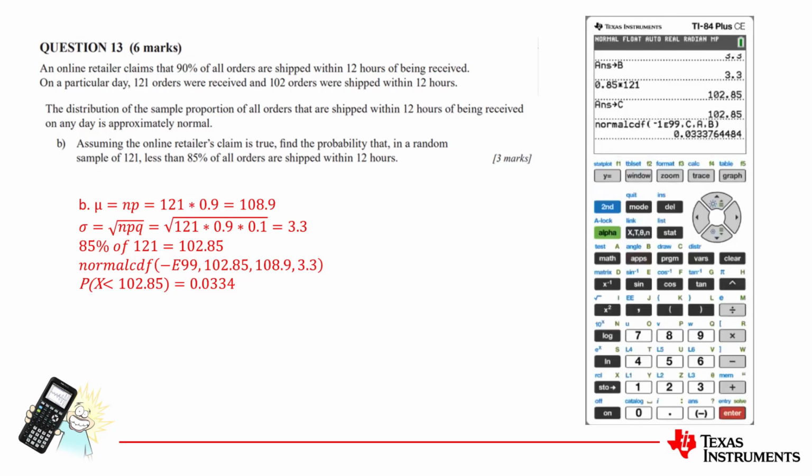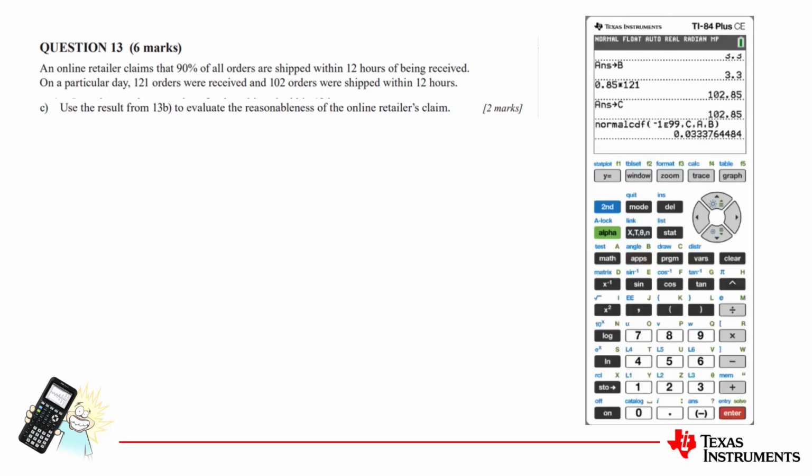Part C, use the result from 13B to evaluate the reasonableness of the online retailer's claims. So 2 marks, as long as you're referring back to 13B and you're evaluating that reasonableness, that will get you the 2 marks there. So obviously, quite a small probability.